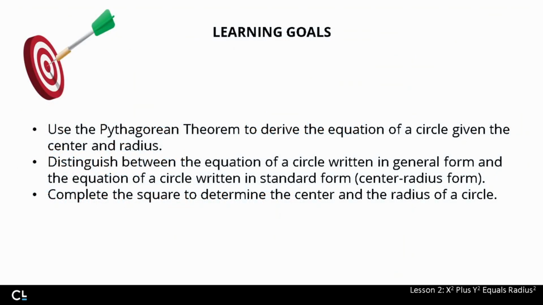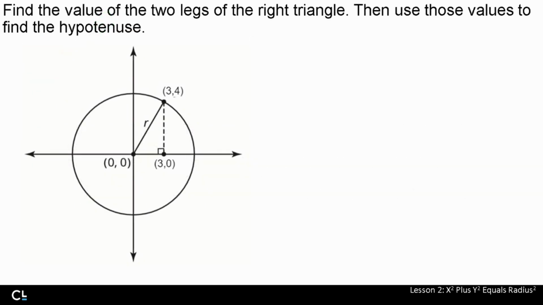So let's get started. Our learning goals for today are to use the Pythagorean theorem to derive the equation of a circle given the center and the radius, distinguish between the equation of a circle written in general form and the equation of a circle written in standard form, and last but not least, complete the square to determine the center and the radius of the circle. So let's get to it because we've got a lot on our plate today.